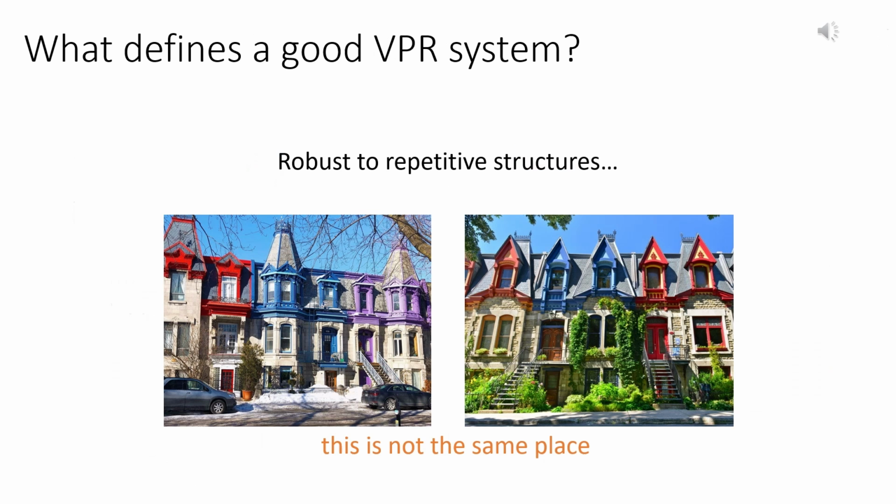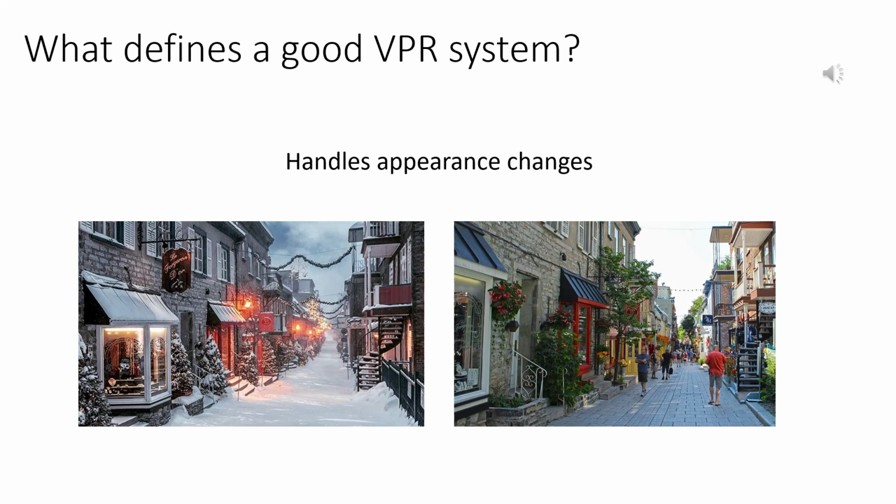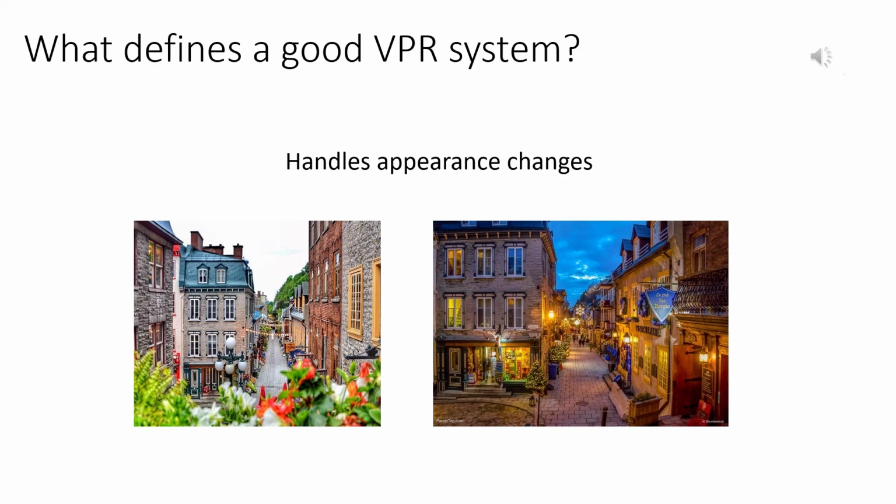There are a lot of challenges to this problem. What we see in this example are two different places, but they have a lot of common visual cues, which may mislead the recognition process. There are changes in viewpoint and camera position. The appearance of a location can vary significantly due to weather and seasonal changes, and also illumination and day-night lights.